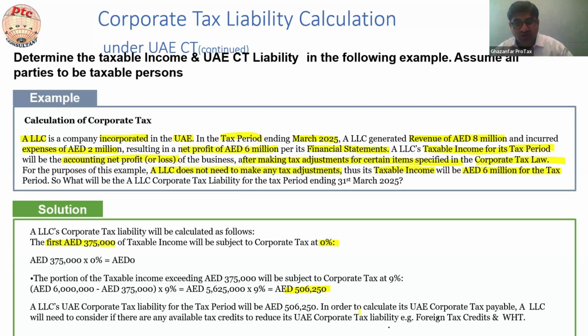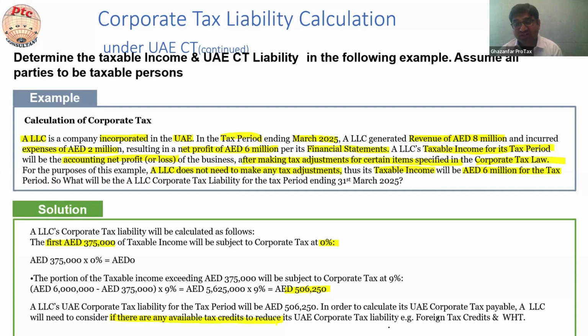Now the next one, in order to calculate UAE corporate tax, the LLC will need to consider if there is any tax credit. So now another point highlighted here for understanding, which is not available in this example, is that once we have the tax liability, we have to check whether there is a tax credit or tax reducer that can be adjusted against the tax liability.